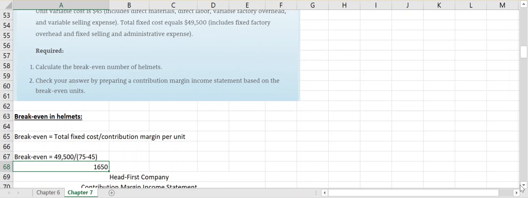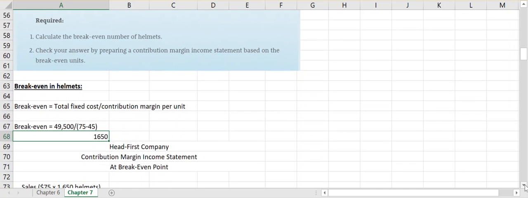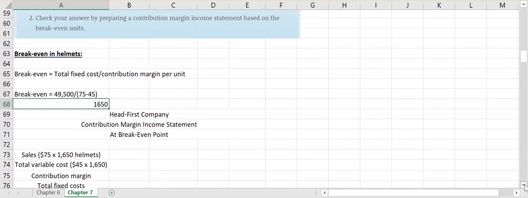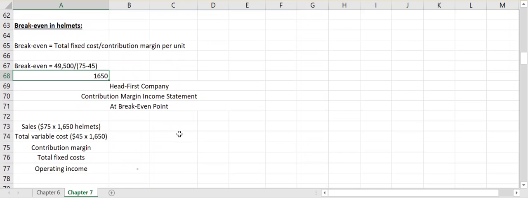meaning that contribution margin is only going to cover exactly the fixed costs that we have. So they asked us to put together a contribution margin income statement to make sure we come out to that proper break-even point. So $75 per helmet, and at break-even we have to sell 1,650 helmets. Variable cost is $45 per helmet, and again, at break-even we have to sell 1,650 helmets.